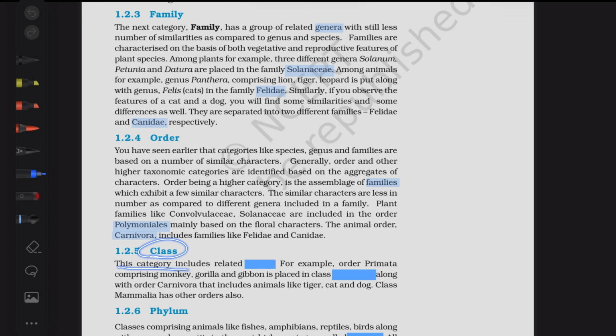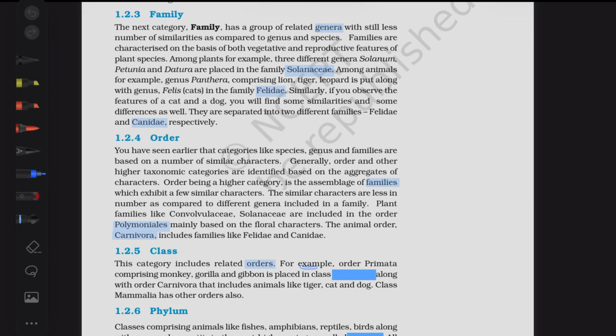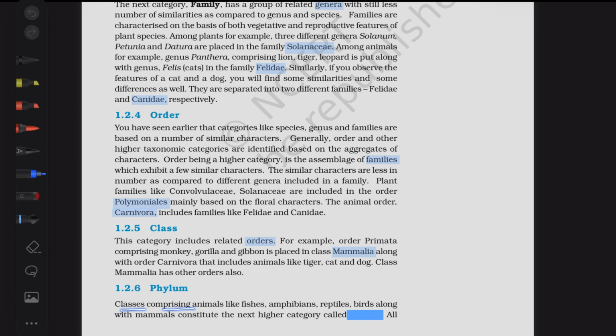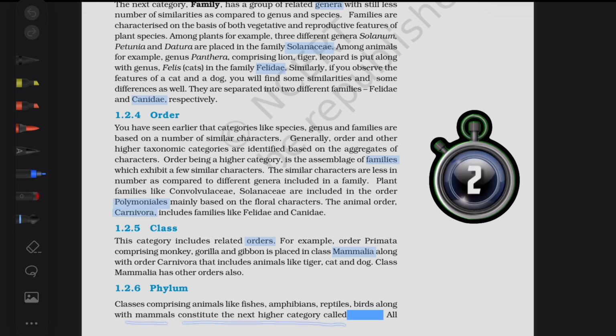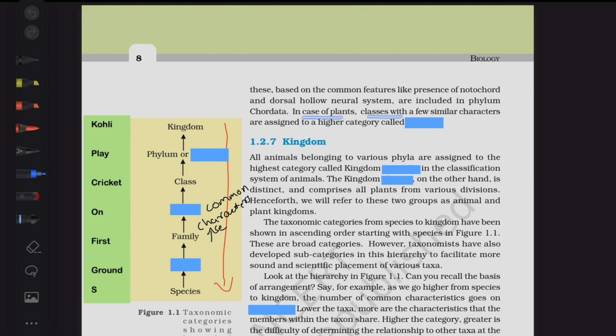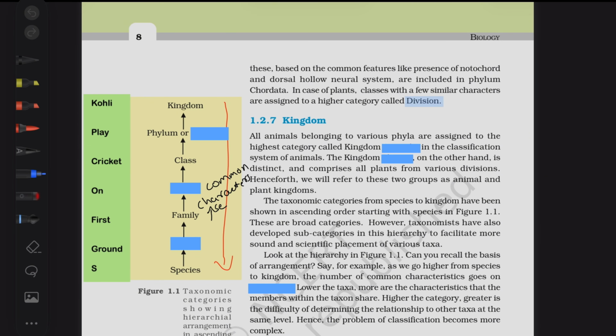Class. This category includes related orders. For example, order Primata, comprising monkey, gorilla and gibbon, is placed in the class Mammalia. Classes comprising animals like fishes, amphibians, reptiles, birds along with mammals constitute the next higher category called phylum. In case of plants, classes with few similar characters are assigned to a higher category called division, or phylum.